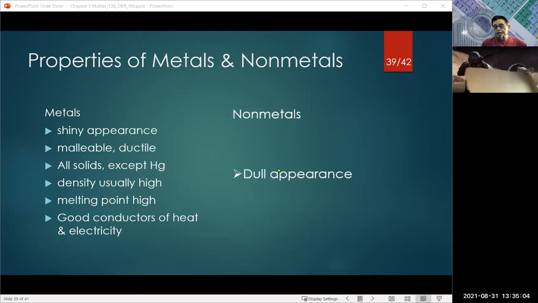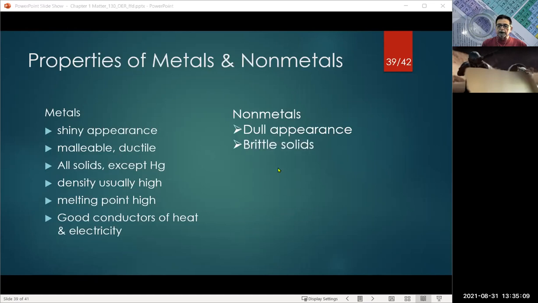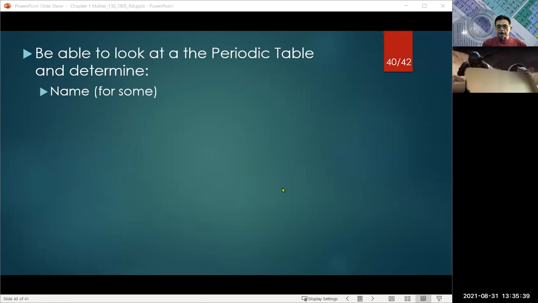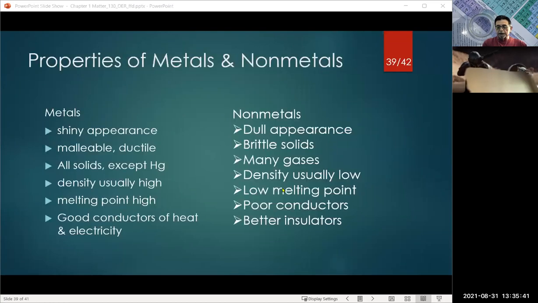With respect to nonmetals, they generally have a dull appearance for those solid ones. And if they are solids, they tend to be brittle, not very hard at all. And a lot of them are gases. And their density is, in general, usually low. Okay. And they melt at a very low temperature. And the fact that they're not conductors of heat, they're poor conductors, actually makes them better insulators. All right. So there are some particular properties of metals and nonmetals.